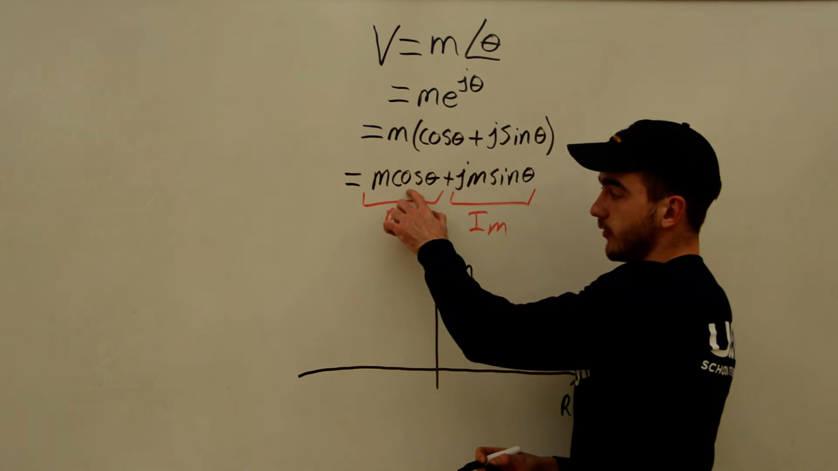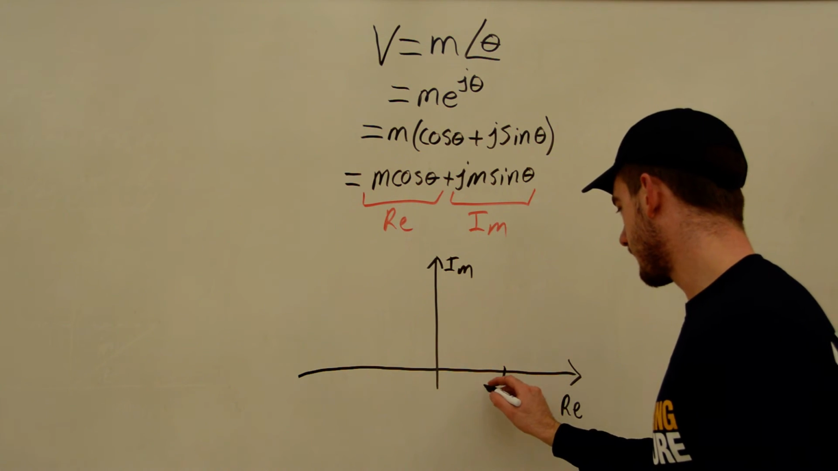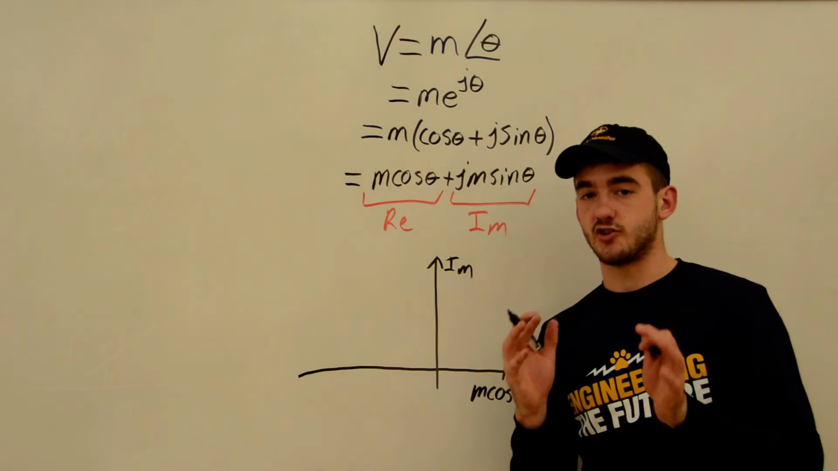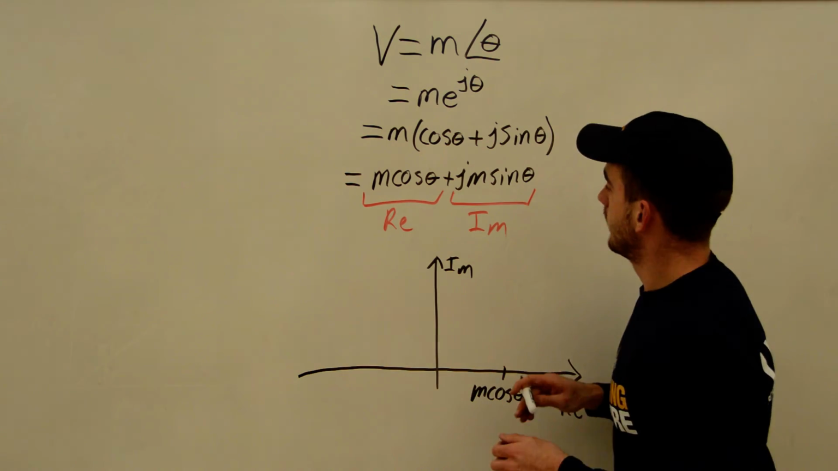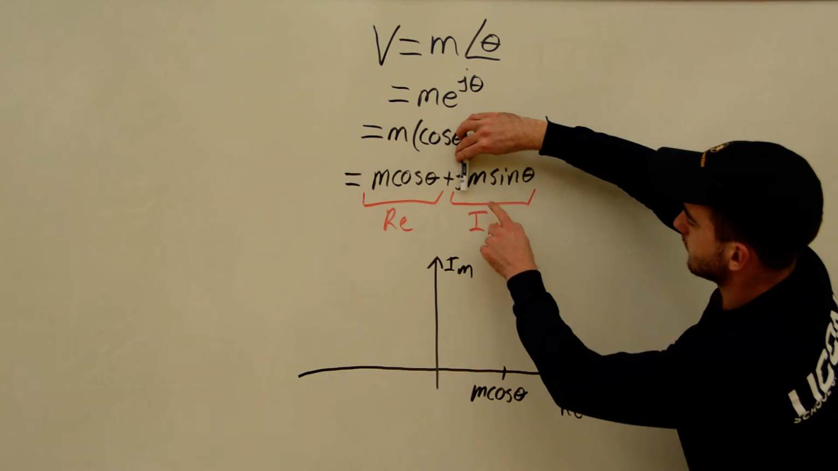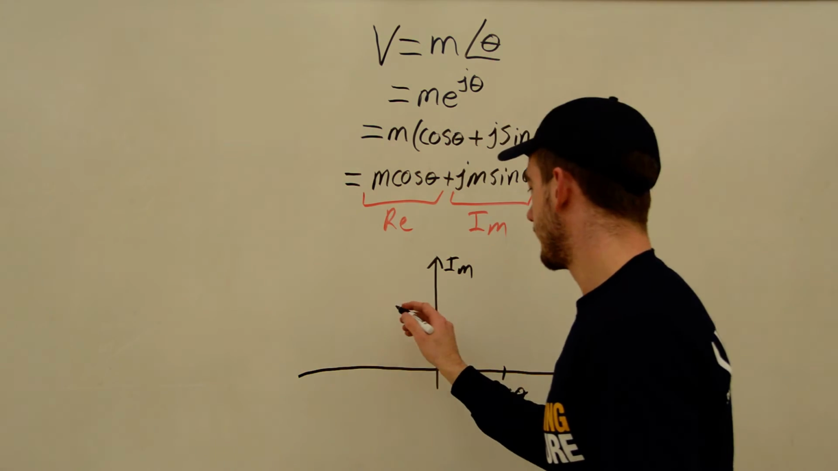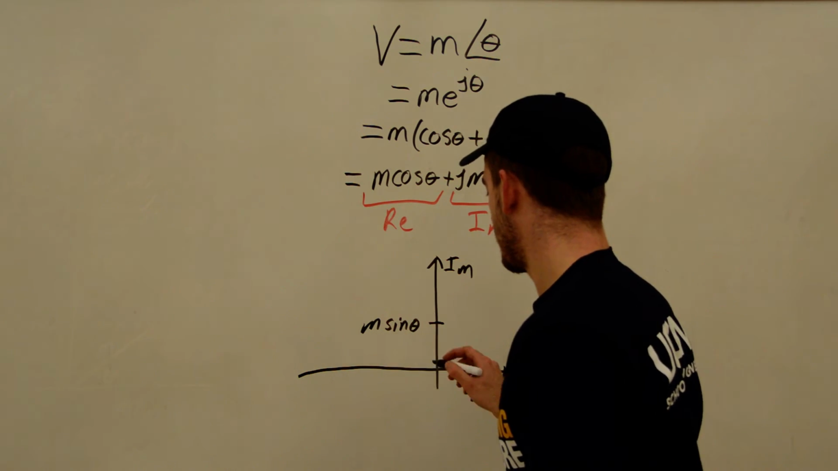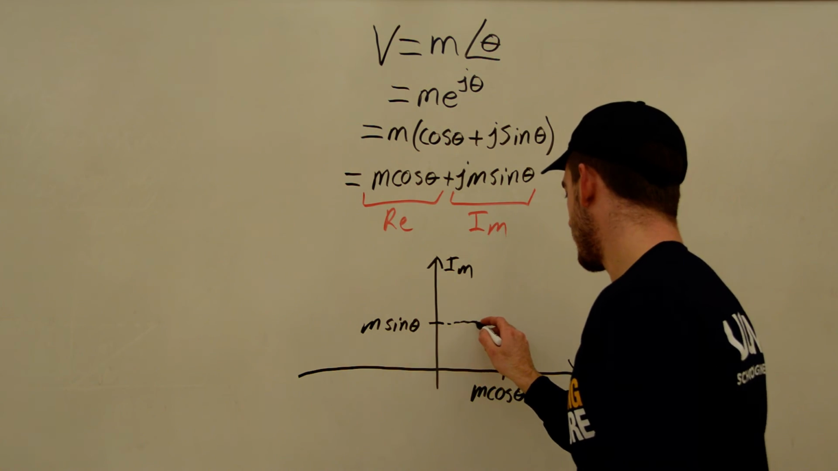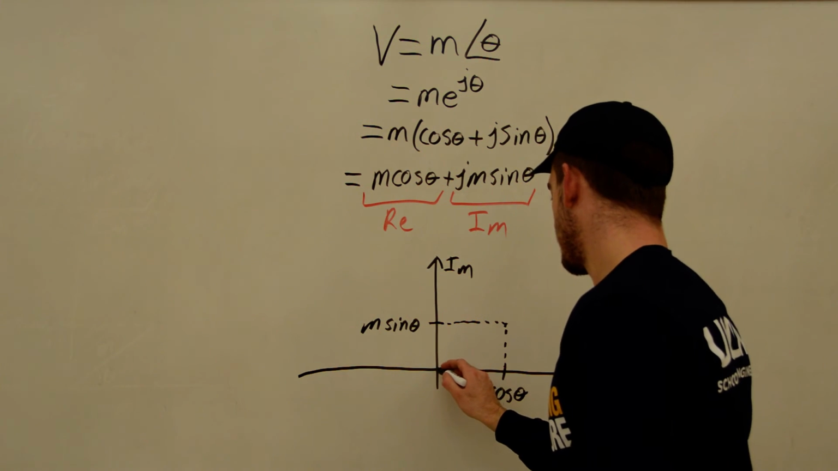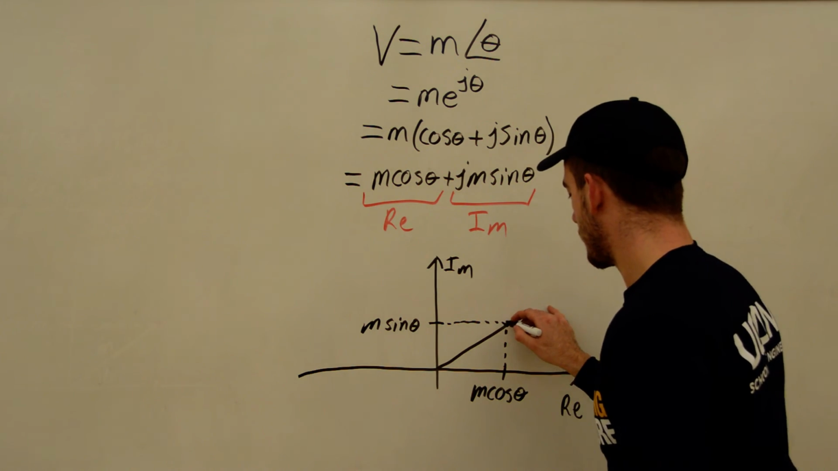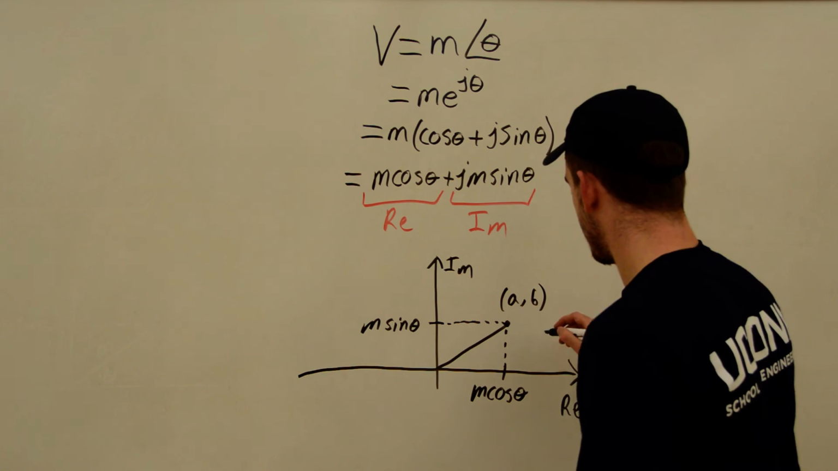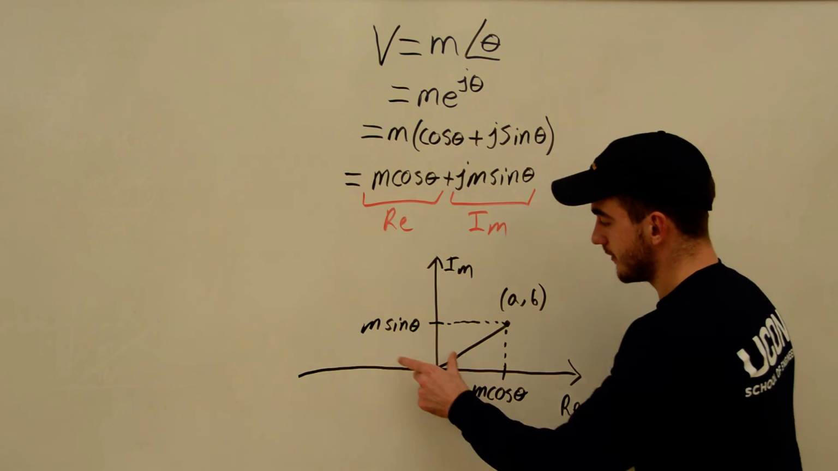So the real part is M cosine theta. Let's say that falls right there. M cosine theta. And then the imaginary axis assumes that you have a j in your term, so we can forget about that j for right now. And then we have M sine theta on this axis. Let's say it goes right there, M sine theta. And if you connect the dots, you'll see that this point is A, comma, B, where A is M cosine theta and B is M sine theta.